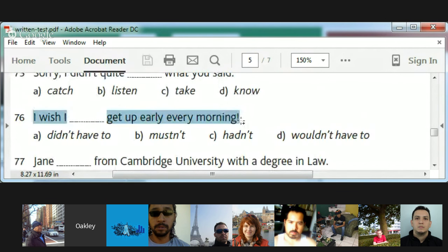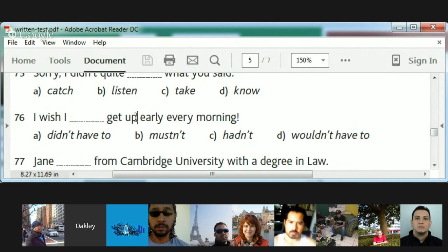Number 76. "I wish I'd get up early every morning." I think "I wouldn't have to." No. "I wish I didn't have to get up early every morning." Most certainly, this is going to be a present simple situation because it's a regular activity. It's a habit, right?